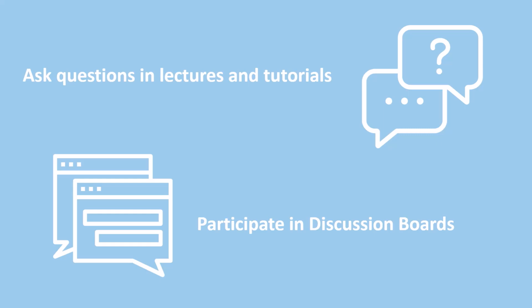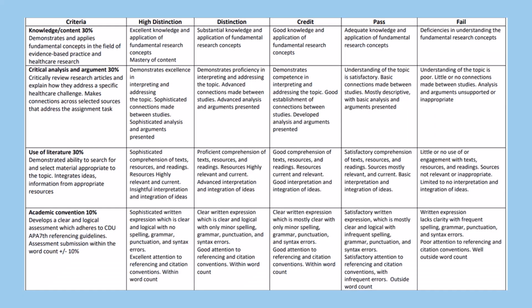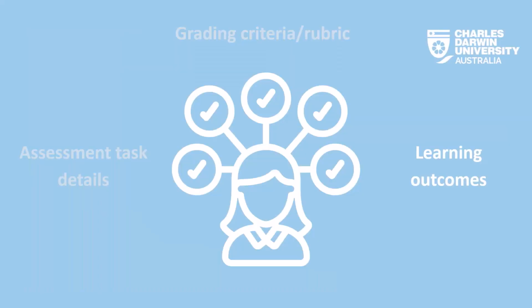Another important aspect of preparing for assessments is understanding your grading criteria or rubric. The rubric is where you find out what your lecturer or marker is looking for. Never start an assignment without knowing the details of what you need to do and how you will be graded. Whether your rubric is simple or complex, read it thoroughly as part of your assignment preparation. And finally, think about learning outcomes.